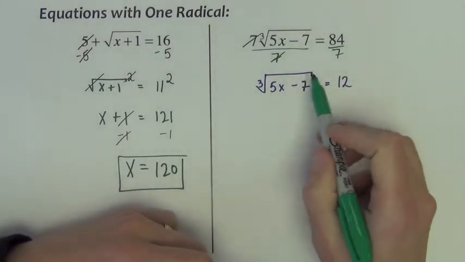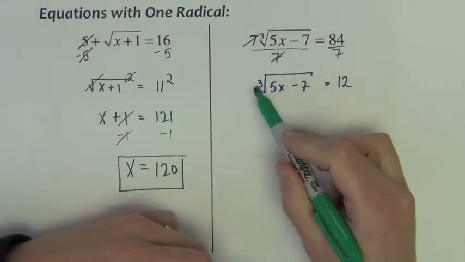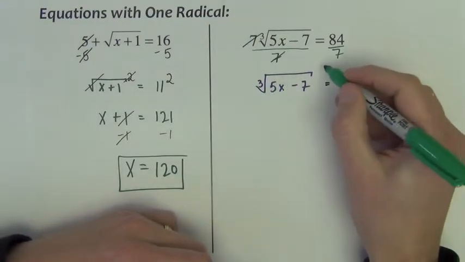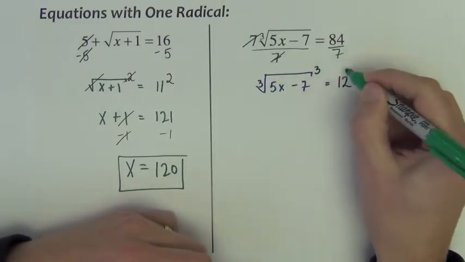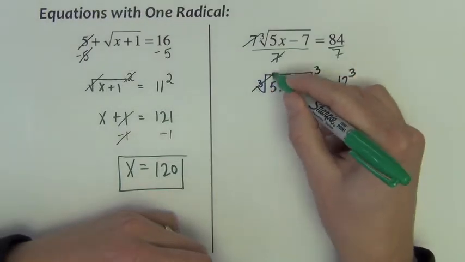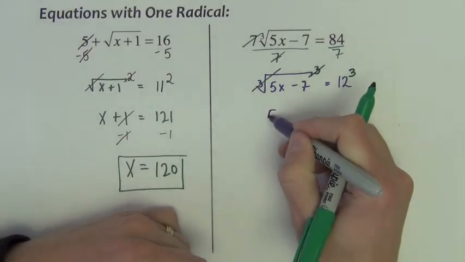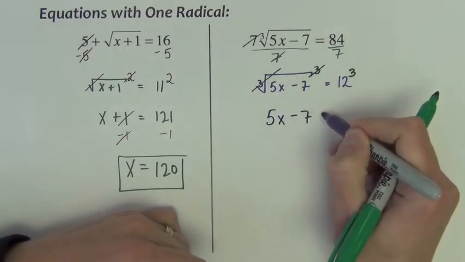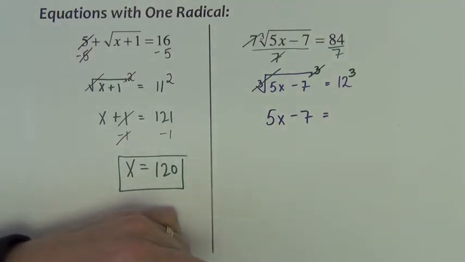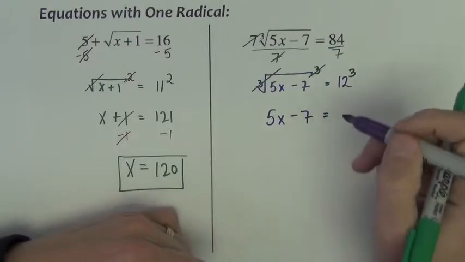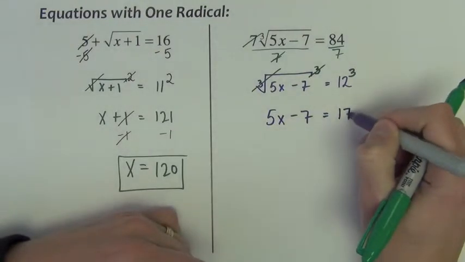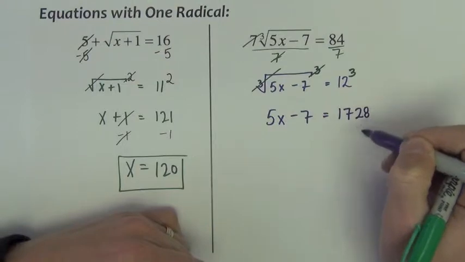The cube root is all by itself, so now we need to eliminate the cube root, and we do its inverse. The inverse of the cube root is a third power. We do it to both sides, which cancels out the radical and the power, giving us 5x minus 7 equals 12 cubed. 12 cubed is 1,728.